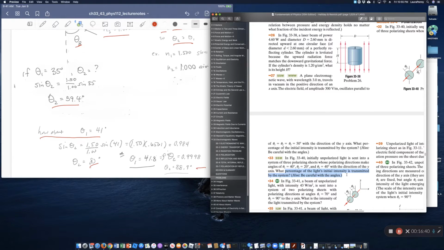Just to draw that, so here's our interface. Here's a normal-ish. And then we have our incident ray.